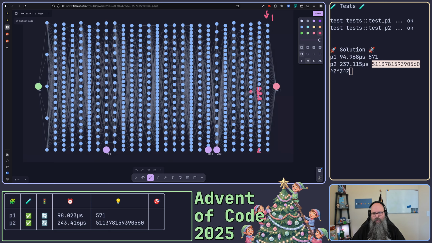So it's still a graph thing. It's still a DP problem, I think. But what you're trying to solve now is that you only want to include paths that include FFT and DAC.